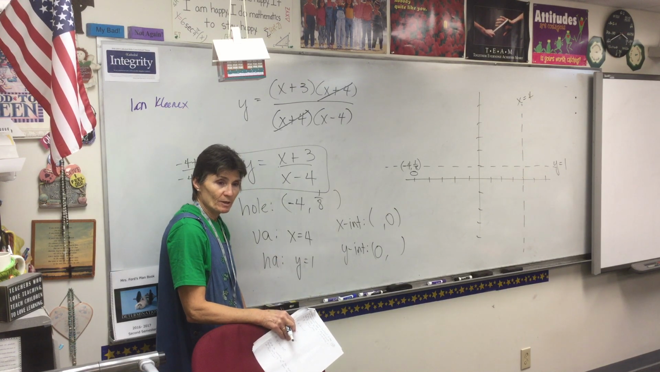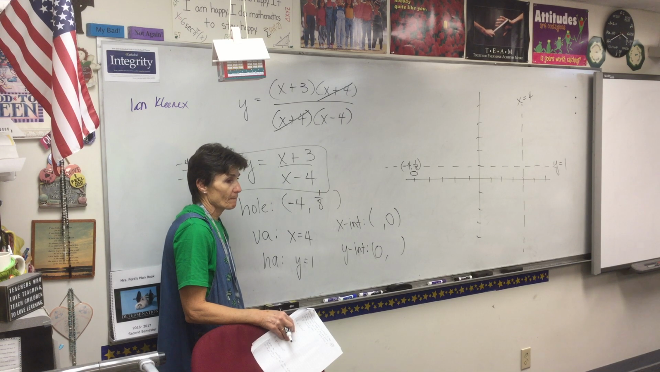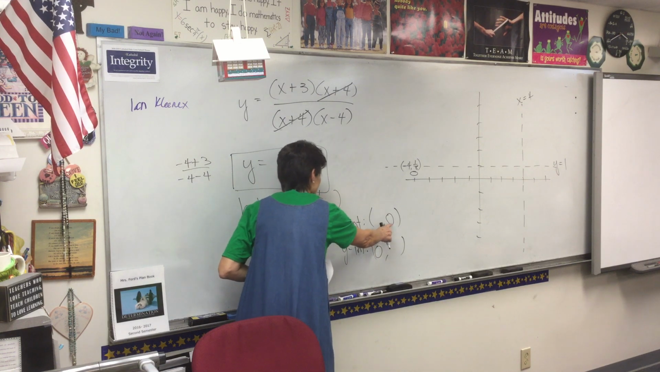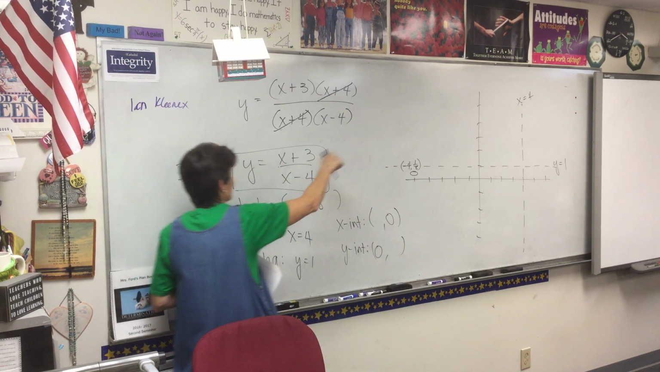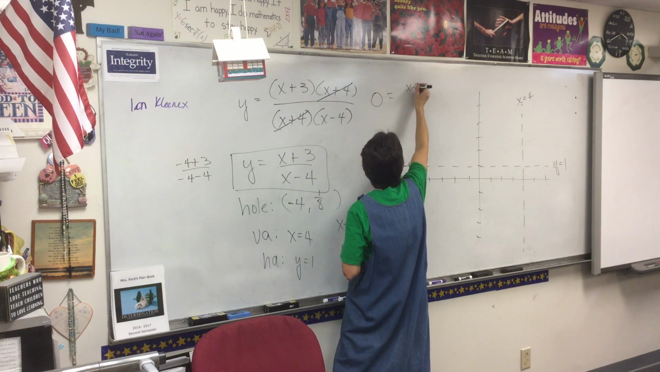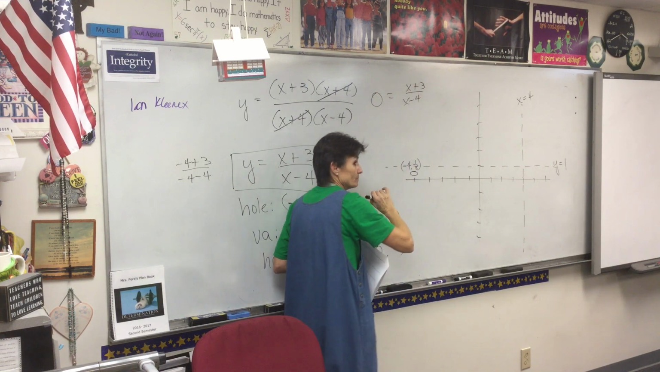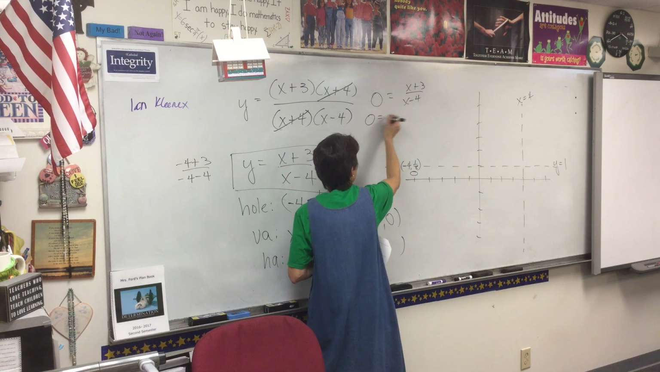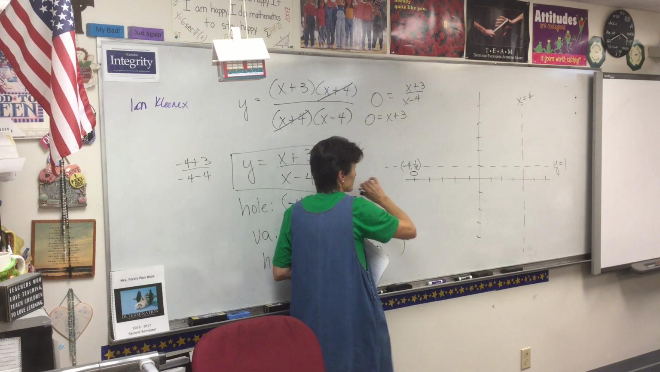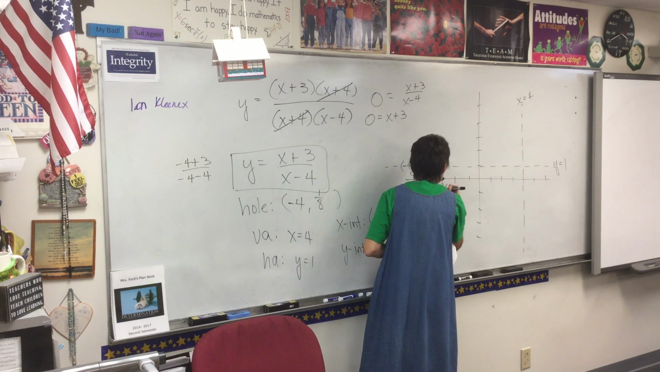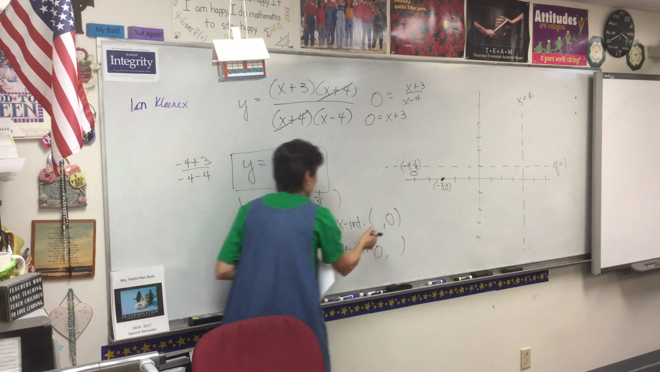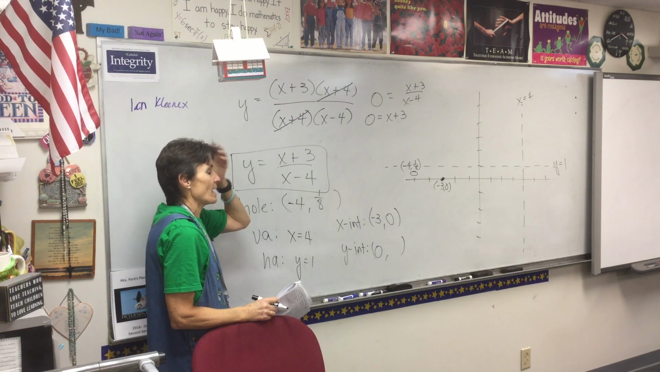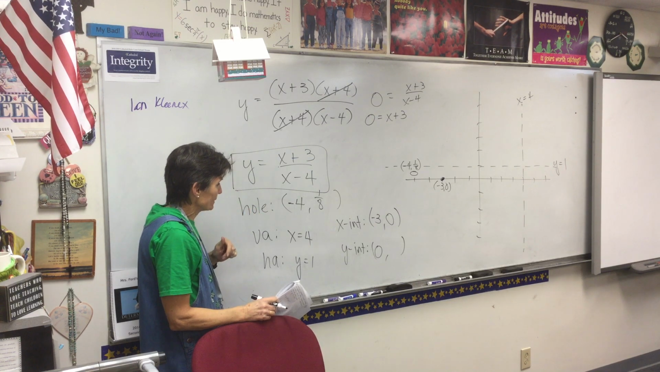How do I find these guys? How do I find the other coordinates? Plug in 0 for whichever letter I'm looking for. So if I'm looking for an x-intercept, I'm going to let y be 0. So 0 equals x plus 3 over x minus 4. These are the ones that look hard, but they're really easy. Because when you multiply over here, it stays 0, right? So -3. So my x-intercept is at -3. Remember, the x-intercept always comes from the numerator. You don't need to know that, but if you can remember it, it makes it a little easier.